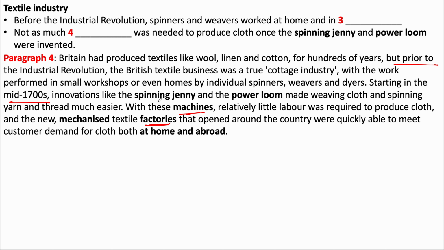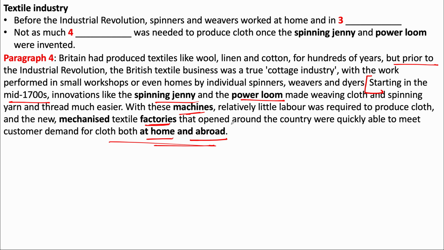Also, spinning jenny and power loom are mentioned, which tell us that we should find the answer to the fourth question after this, which means the answer to the third question has to be before this. This sentence actually refers to the demand for cloth both locally and internationally, not where the spinners and weavers worked. Here, home refers to within the country. It doesn't mean the residence of a person.